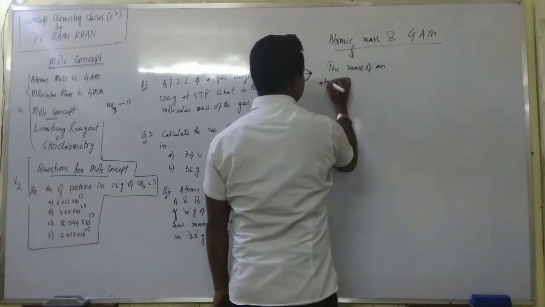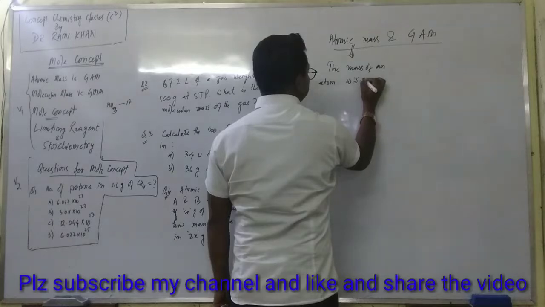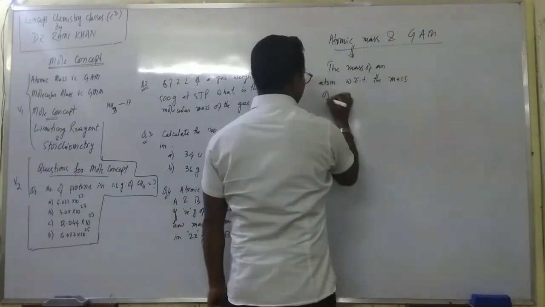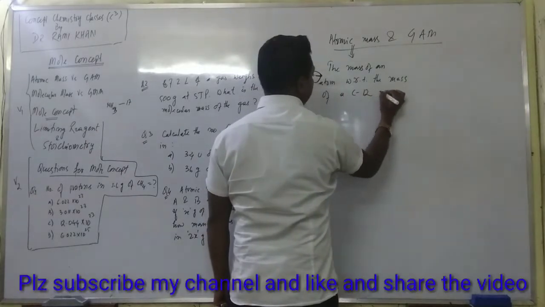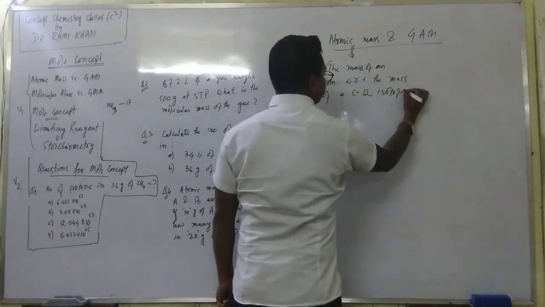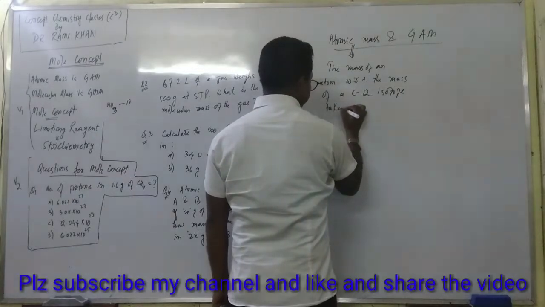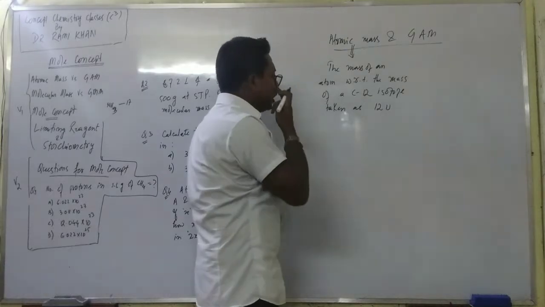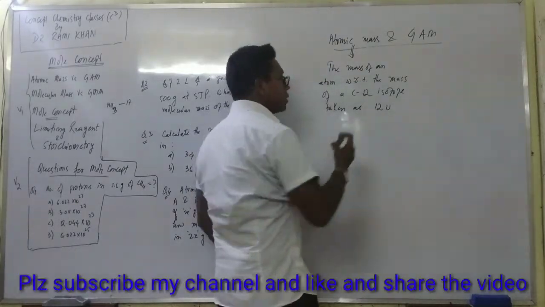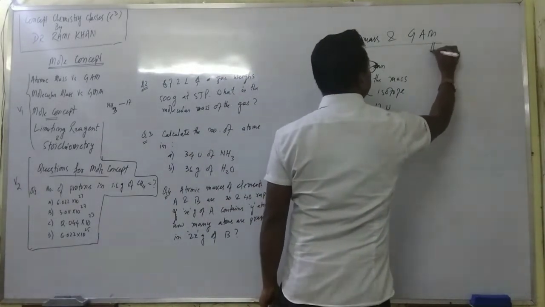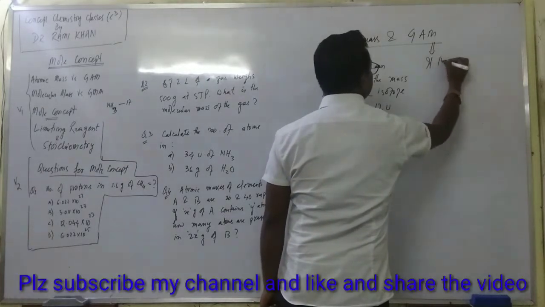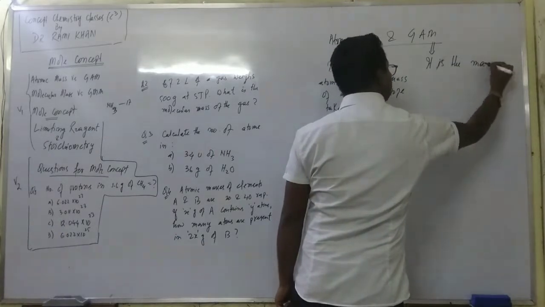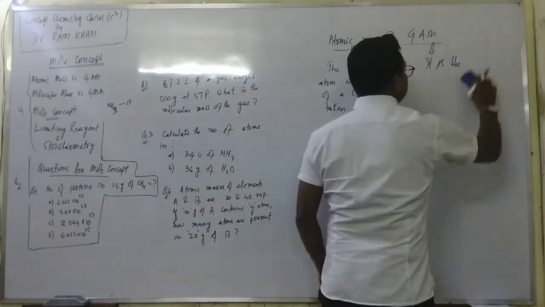an atom with respect to the mass of a carbon 12 isotope taken as 12U. This is the relative atomic mass. And what is gram atomic mass? It is the atomic mass expressed in gram.